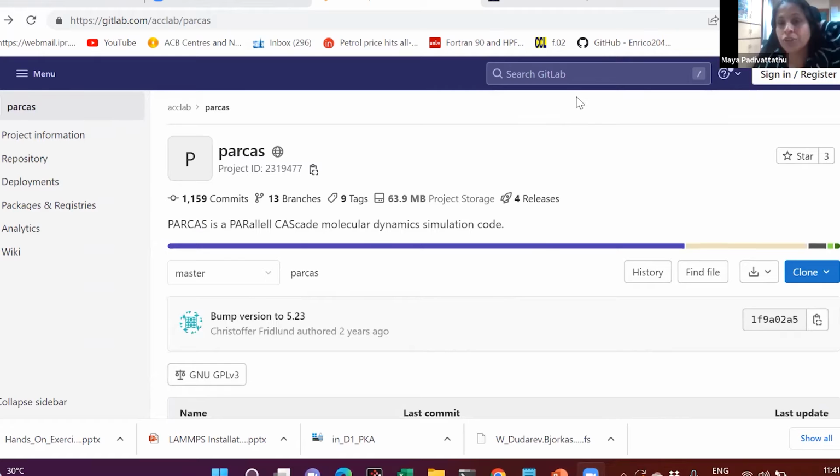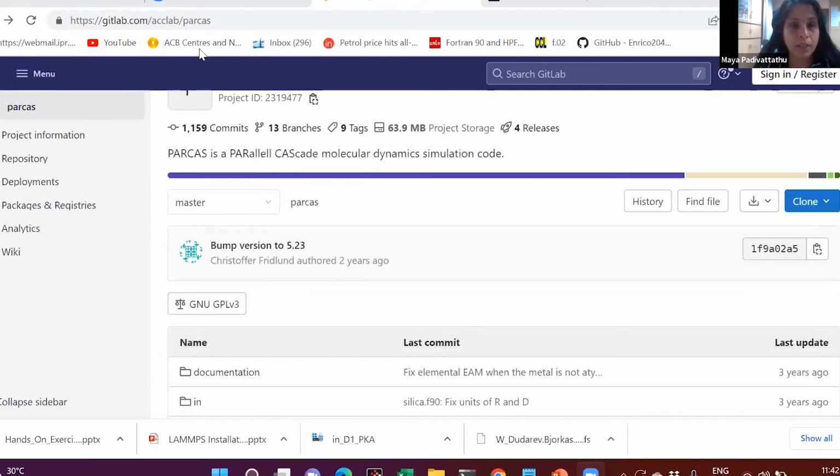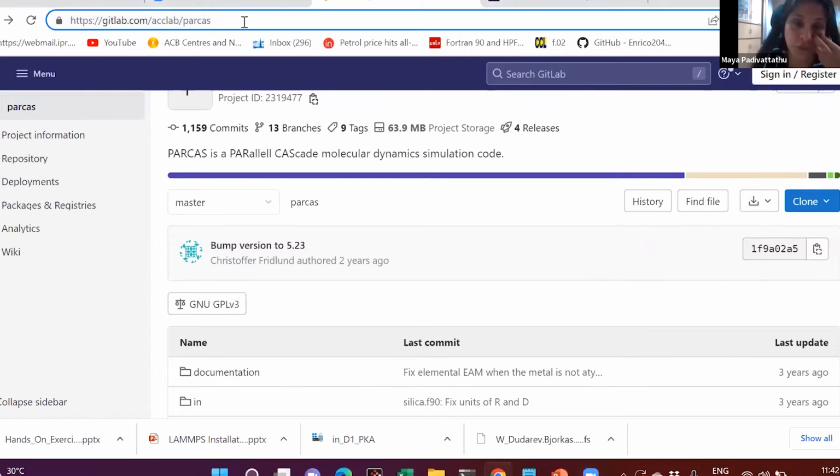So I'm showing the codes, one of which is called Parcas, which is a parallel cascade code. It's a massively parallel code specialized for cascade simulation. You can see this was developed by a group in Helsinki, Professor Kai Nordlund, and he also has extensive lectures in MD. You can see their lecture notes as well. They are very good. When I was doing MD as a PhD student, I really benefited from those lecture notes.